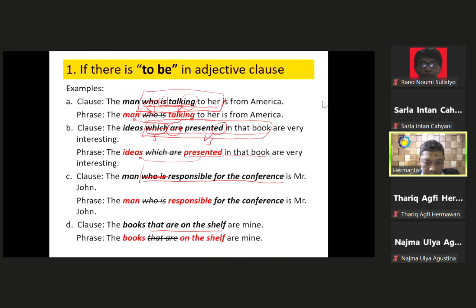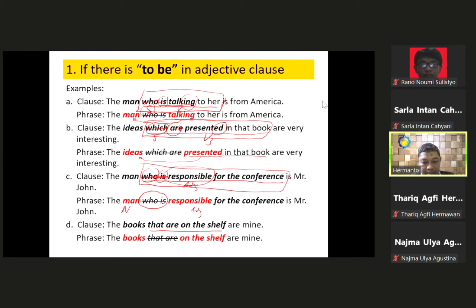And this one, subject, to be, the next word is adjective, everyone. Okay, adjective. So what do you get here? After the man directly to responsible. Okay, so this is noun, this is adjective. And when you find this construction like this one, the man responsible, actually there is something missing.